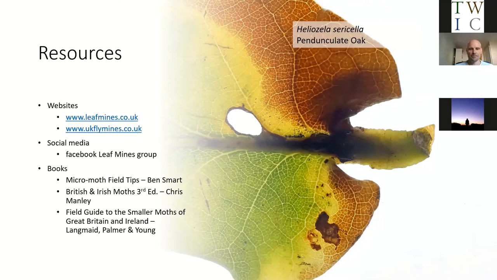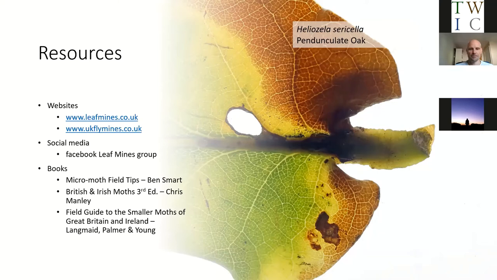Langmaid, Palmer and Young's field guide to the smaller moths of Great Britain and Ireland is not a photographic guide or an illustrated guide at all. It's purely text. It does feature every single species of micromoth in the whole of the UK, with details on all of the different life stages. There are some bits of information in there that might help you to identify leaf mines, and it is indexed by food plant as well. So it's a useful companion guide, but again, it's not going to be able to give you all the answers that you need.